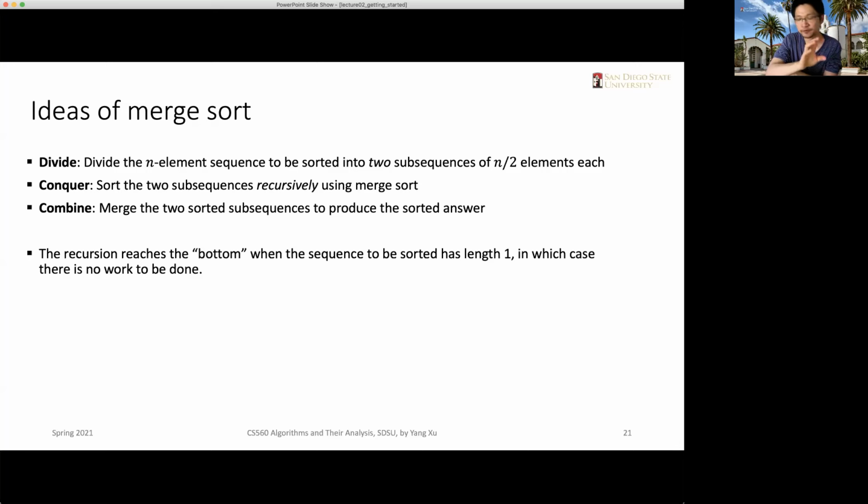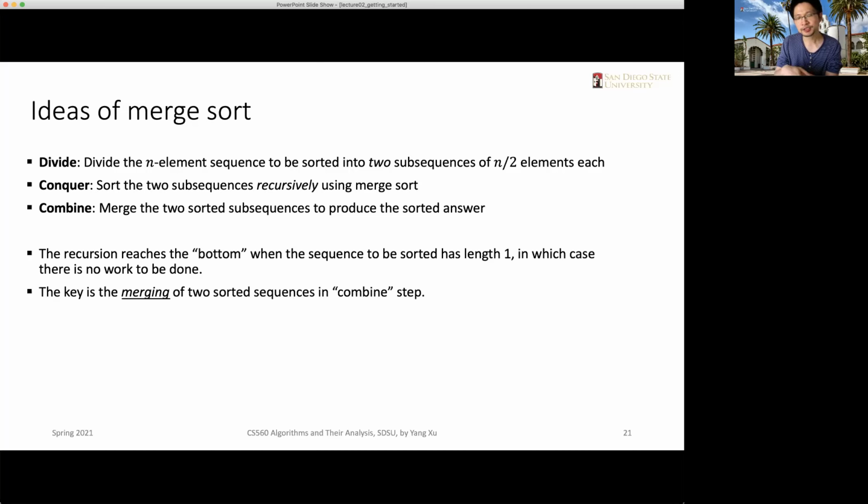So for merge sort, the base case is an input of length 1. Given a sequence that has only one element, we don't need to do anything. But for inputs that have two numbers, we still need to compare them. We first divide it into two subsequences, and then call the algorithm again. So keep in mind that the base case, the bottom case, is input of length 1, where we don't need to divide anymore.